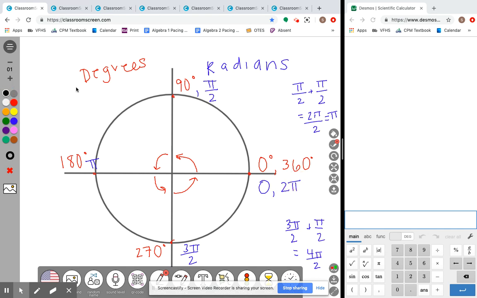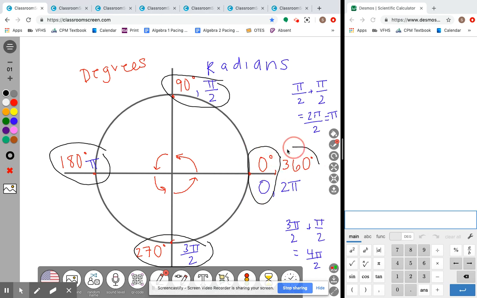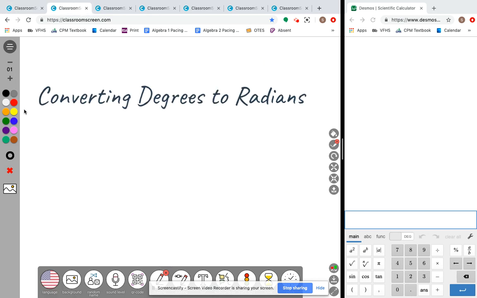So we have now 5 different conversions from radians to degrees. We know that 90 degrees is pi over 2, 180 degrees is pi, 270 is 3 pi over 2, 0 degrees is 0, 360 degrees is 2 pi. But there's one that we're going to specifically use as the easiest one to convert back and forth between, and that's that 180 degrees is equivalent to pi.